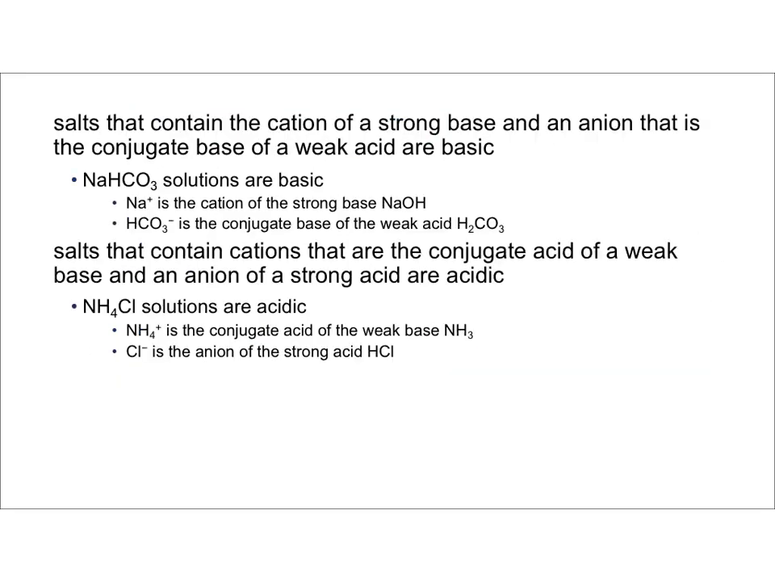So if we have a cation of a strong base, so for example, Na plus here, and our anion is the conjugate base of a weak acid, our solutions are going to be basic. How do we know? Because we've got conjugate bases. If instead our cations are the conjugate acids of weak bases, and the anion is the conjugate of a strong acid, our solutions are going to be acidic. So I know there's a lot of words, but here's what you're going to do. You're going to take a look at it and see, is it a plain acid, is it a plain base, or is it a salt?